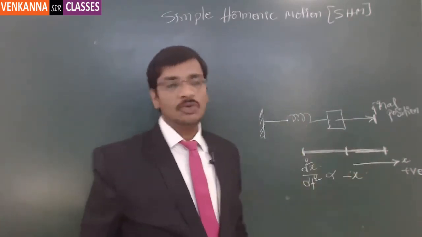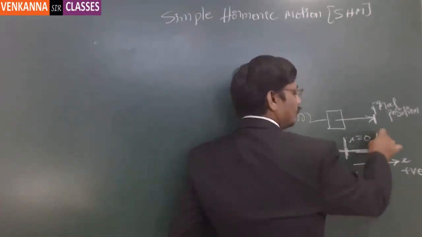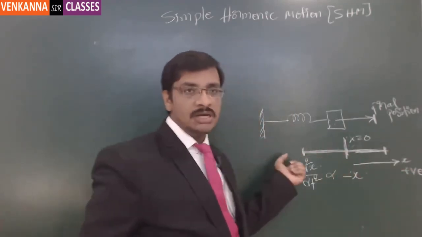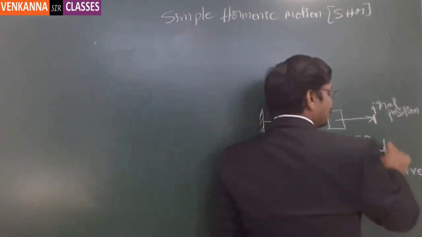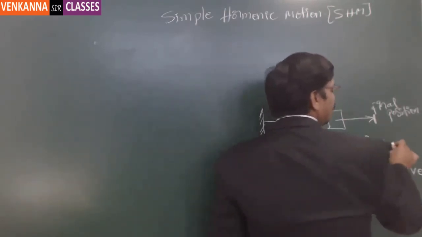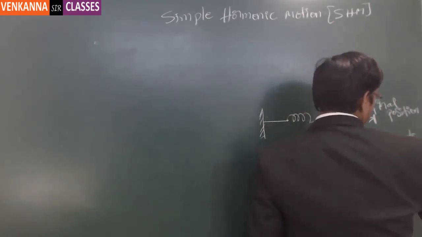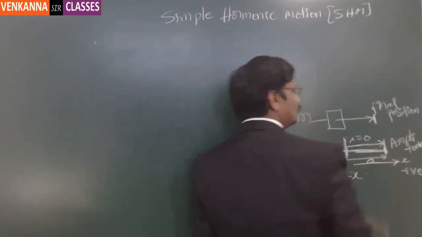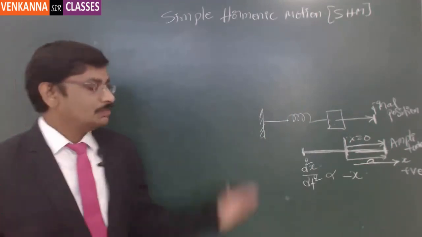At any instant, taking this as the origin, x equal to 0 location, if you move in this direction, it will bring you back, and if you move in this direction, it will bring you back to this location. The highest length it can move is called the amplitude. This is the highest length it can move, and the amplitude is usually represented with the letter A. Got it? So this is simple harmonic motion.